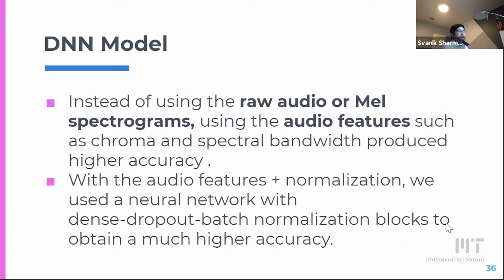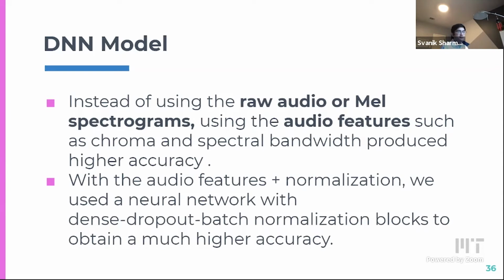So after thinking about it, we actually did some last-minute research, and we found out that we can actually just use a deep neural network model and not any fancy convolutional or recurrent models. You might be asking, how is this possible? Well, the key feature here that matters is that instead of using the raw audio or MEL spectrograms that we produced from the audio files, we actually used the audio features such as chroma, spectral bandwidth, and harmonic mean to produce a higher accuracy. So these features were actually available to us in the dataset, but we hadn't actually thought of using them for predicting the genre. We were just simply using the raw audio.